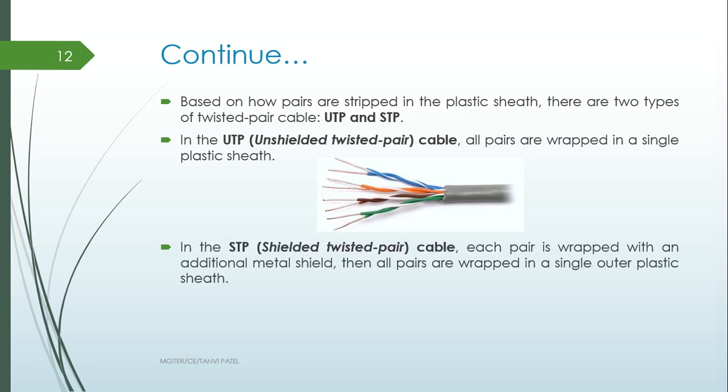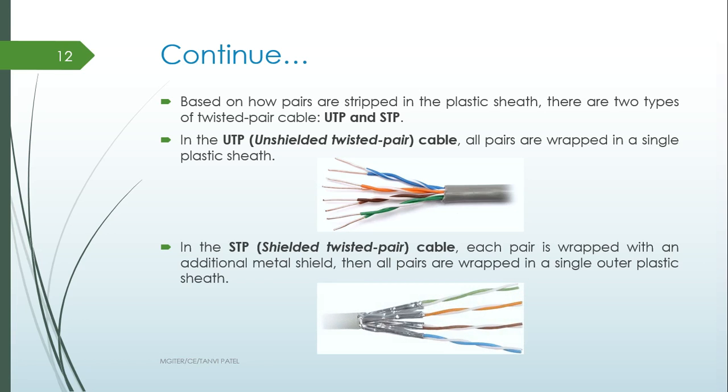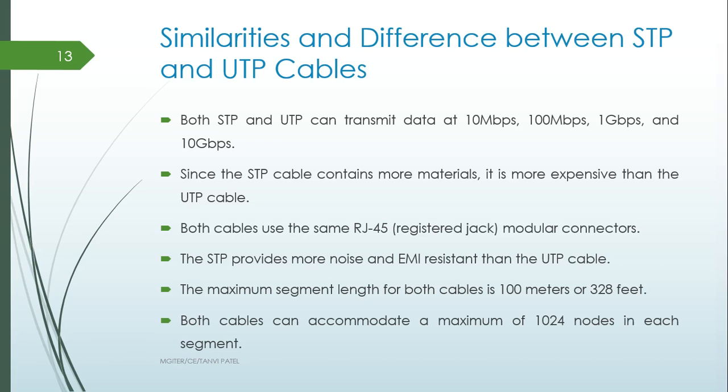Based on how pairs are wrapped in the plastic sheath, there are 2 types of twisted pair cable, that is unshielded twisted pair cable and shielded twisted pair cable. In unshielded twisted pair cable, all pairs are wrapped in a single plastic sheath, and in shielded twisted pair cable, each pair is wrapped with an additional metal shield. Then all pairs are wrapped in a single outer plastic sheath. You can see in figure.